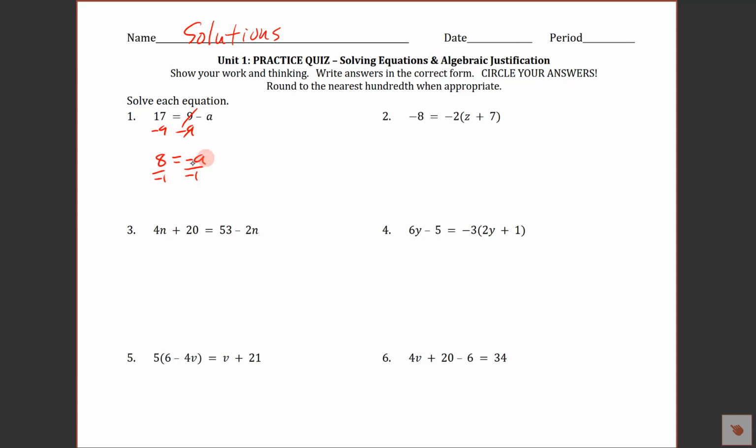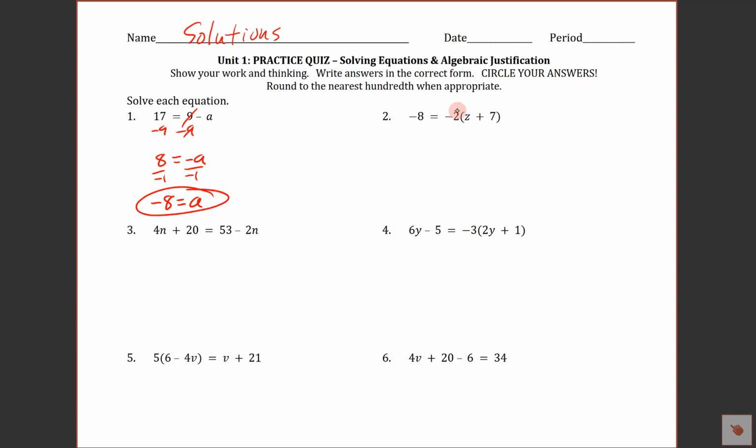Or you can just think, I need the opposite of a, so I need positive a, so I need the opposite of 8, so I need negative 8. So we've got negative 8 equals a. Go ahead and circle that. That's the answer. Again, no problem if you wanted to flip this around and write a equals negative 8. Either way would be fine.